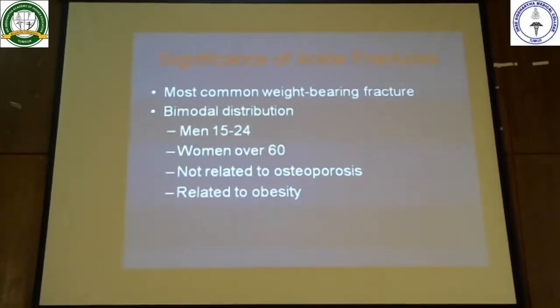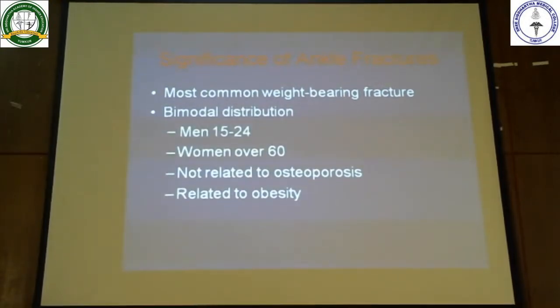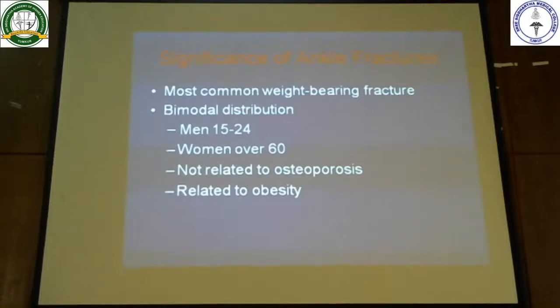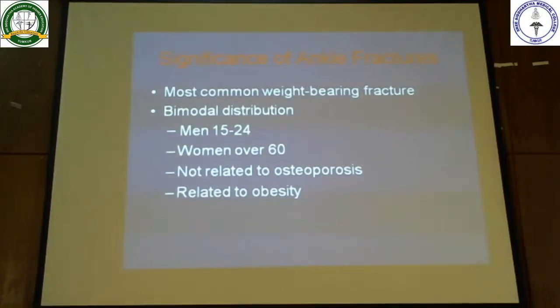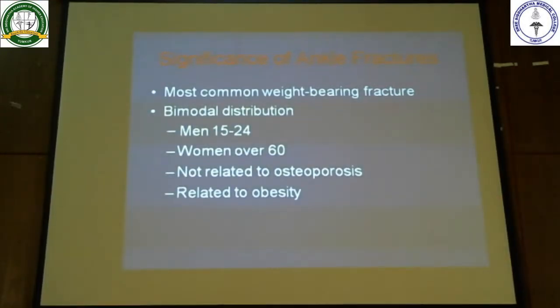Initially we'll see about the significance of ankle fractures. As we know very well, it is the most common weight bearing fracture. Some joints which are the most important weight bearing joints of the body are more prone to development of osteoarthritis, for example knee and ankle are the most common joints more prone to osteoarthritis in old age. So that itself shows that they are the most important weight bearing joints of the body. Once the ankle itself is incapacitated, it becomes very difficult for the person to walk or do any kind of activities. So that's why it's a very important type of fracture.